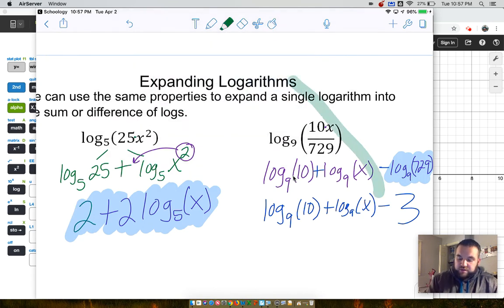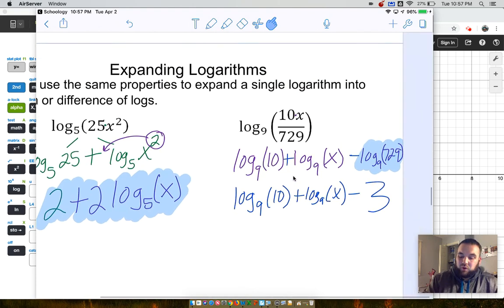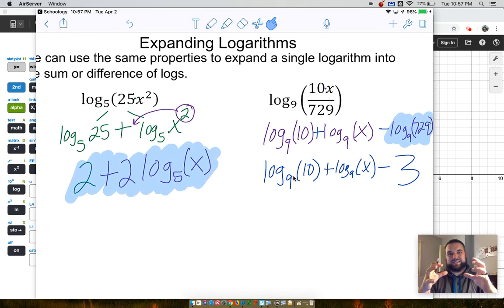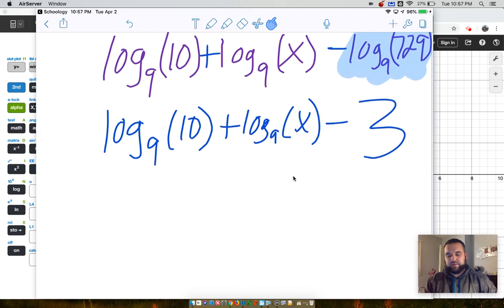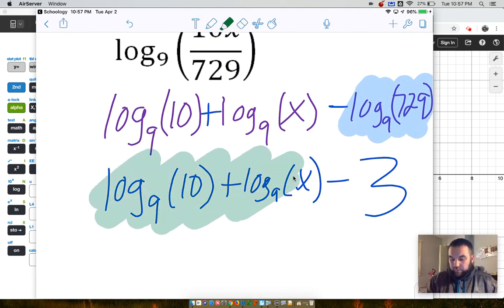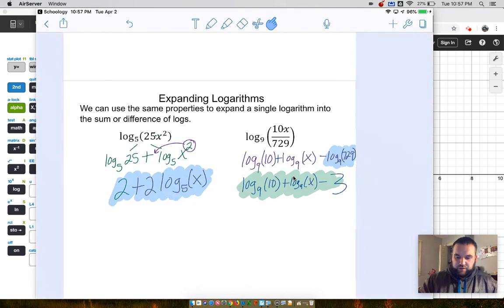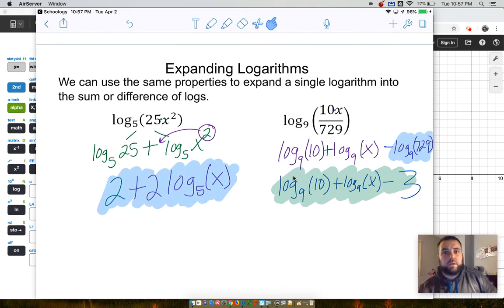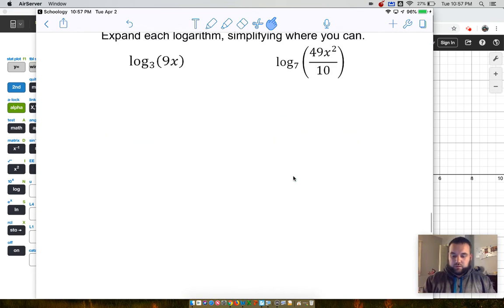It is important to be able to do both of these. More often you will be condensing logarithms. It's not too often that we'll use the expansion, but it's still important to know because from time to time we will need to be able to do it. Okay, so 3 properties: condensing, expanding.